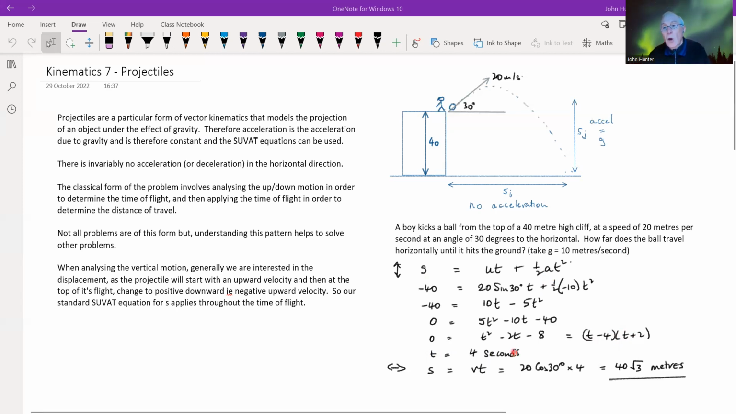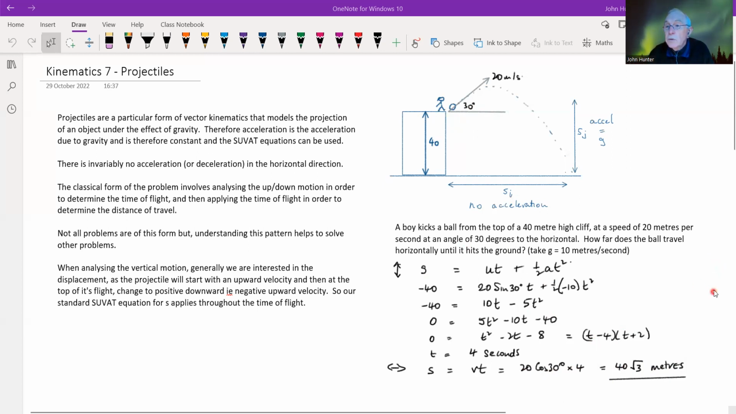Now, thinking about the horizontal, we've got a pretty straightforward SUVAT equation: s equals vt. There's no acceleration involved. The horizontal velocity is 20 cos 30, which is 20 resolved through this 30 degrees, times the time. Cos 30 is root 3 over 2. So when we multiply that through, we just get 40 root 3 meters, about 68 meters or something like that. So that is how that works, and it illustrates a simple example.